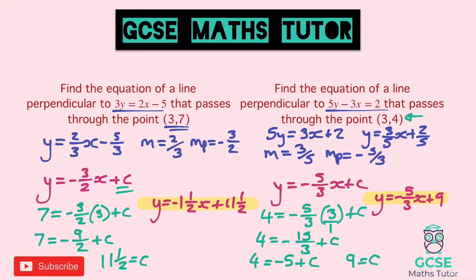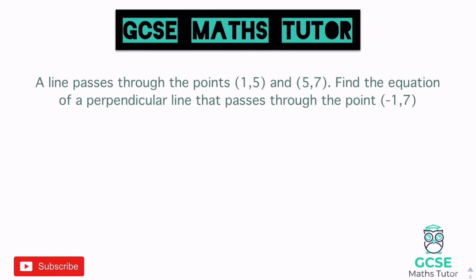Let's have a look at something slightly different. Okay, so a line passes through the points 1, 5 and 5, 7. Find the equation of a perpendicular line that passes through the point negative 1, 7. Now this doesn't give us a line equation, which means we don't have a gradient, which means we're going to have to work one out.